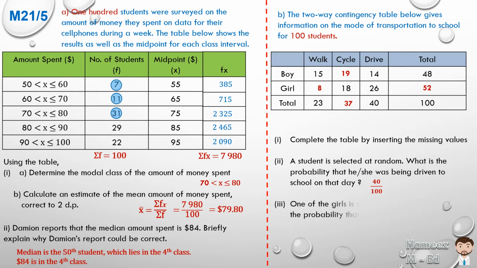In part 3, one of the girls is selected at random. What is the probability that she did not cycle to school? So we're only looking at the row with girls. We can see that if she did not cycle to school, that means she either walked or drove. So 8 and 26 is 34 out of the total number of girls, because this is only looking at girls, so 34 out of 52. In both probabilities, we can reduce if we wish.